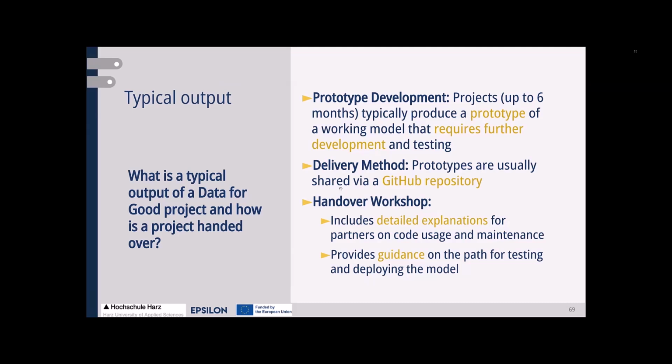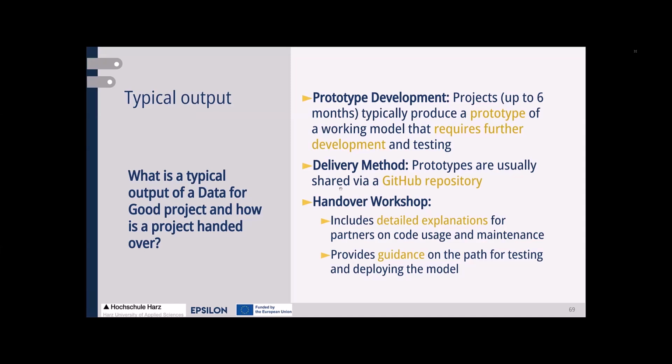The interesting part is if the prototype is developed within a project, so it fulfills certain criteria of social data science, it might be used by the organization, and it also might be shared with the public or with the peer group via GitHub repository, so that then the working prototype based on a data sample might be further improved.